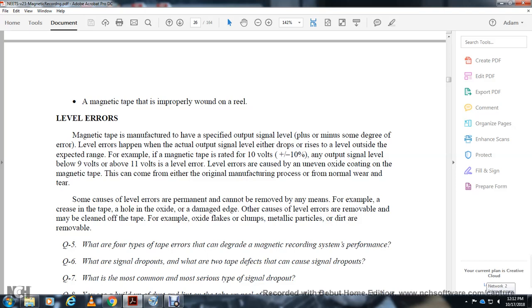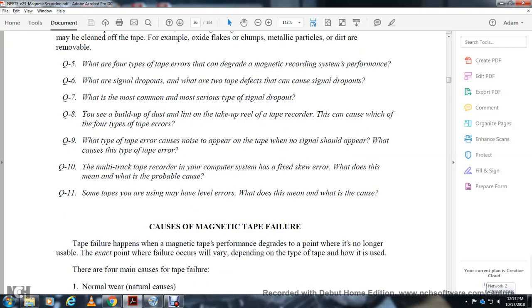Some causes of level errors are permanent and cannot be removed by any means, for example a crease in the tape or a hole in the oxide damaged by the head. Other causes of level error are removable and may be cleaned off the tape. For example, oxide flakes, clumps, and metal particles are removable.